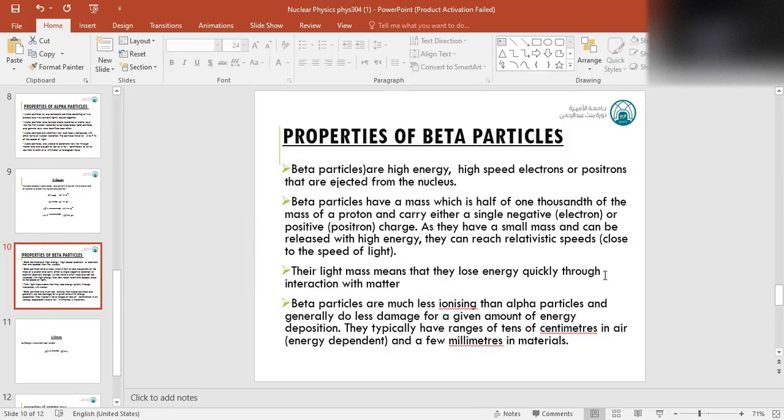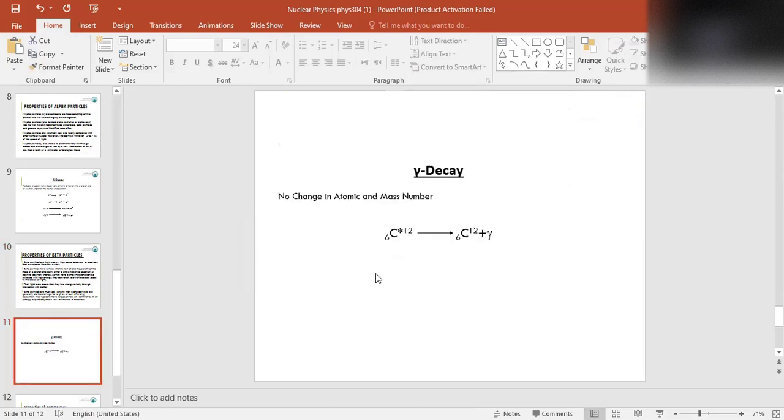The light mass means that they lose energy quickly through interaction with matter. Beta particles are much less ionizing than alpha particles and generally do less damage for a given amount of energy. They typically have a range of tens of centimeters in air and a few millimeters in material.